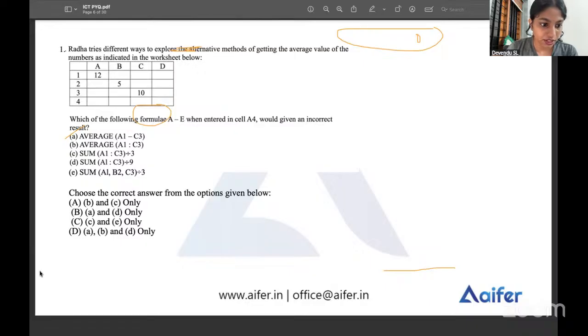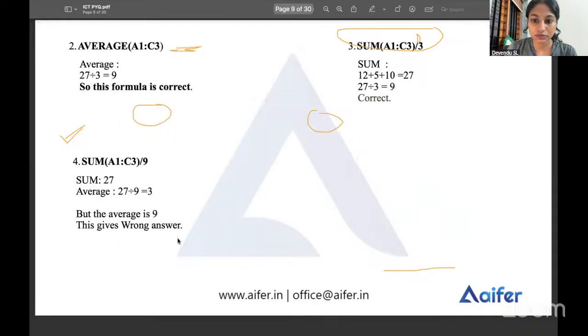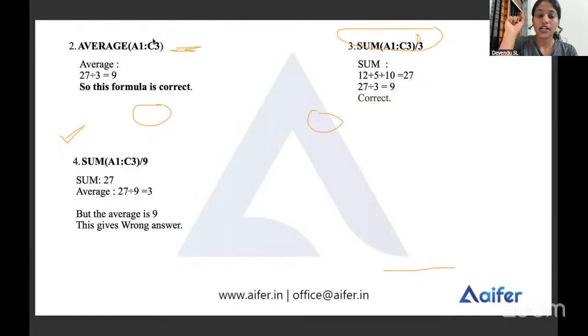So here it is asked to choose the incorrect results, right? So we can take option A. Next we can look at option B. Option B is the formula AVERAGE(A1:C3).